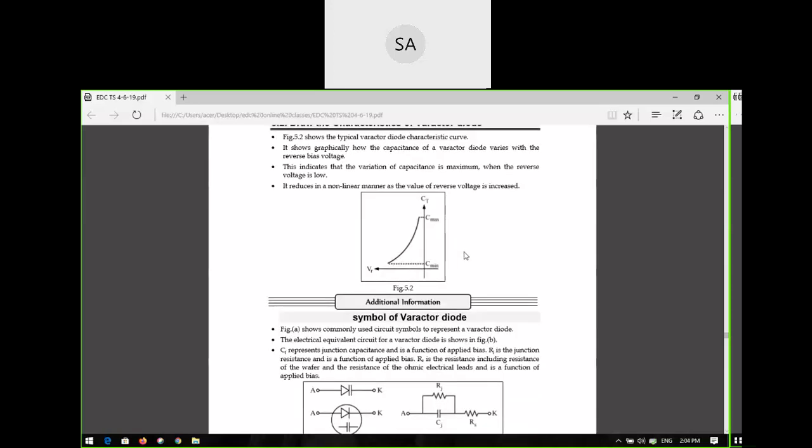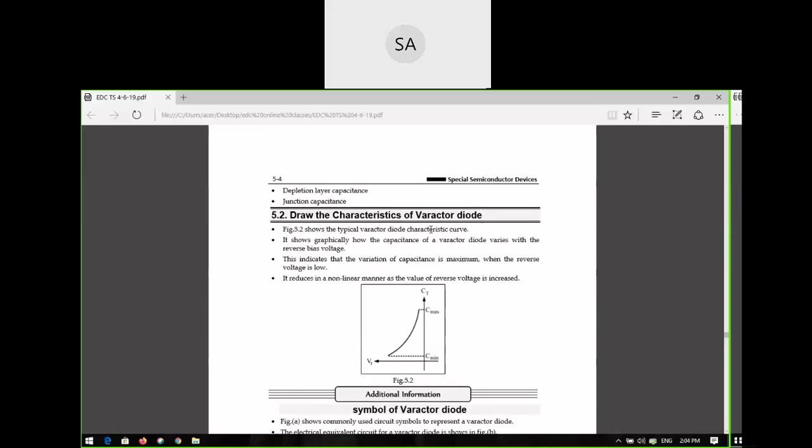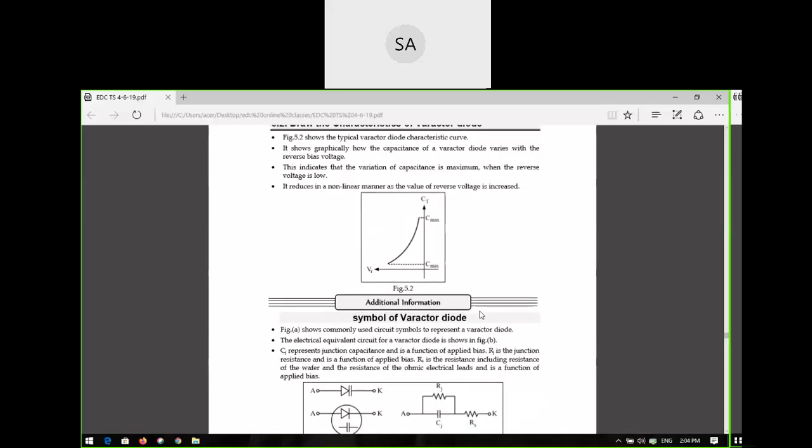So what are the characteristics? As your VR value increases, the capacitance value will decrease. C is inversely proportional to the root of VR. That means the capacitance value decreases as VR is increased. When the reverse bias voltage increases, the capacitance value decreases. This is the characteristic of the varactor diode.